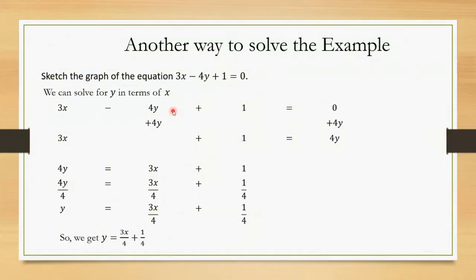So if you want to get y in terms of x, well, you want to get y all alone on one side of an equal sign. So for instance, minus 4y, we can add 4y to both sides, right? Doing so, we'll have 3x plus 1 on the left and 4y on the right. Then I interchanged both sides. So we get 4y is 3x plus 1.